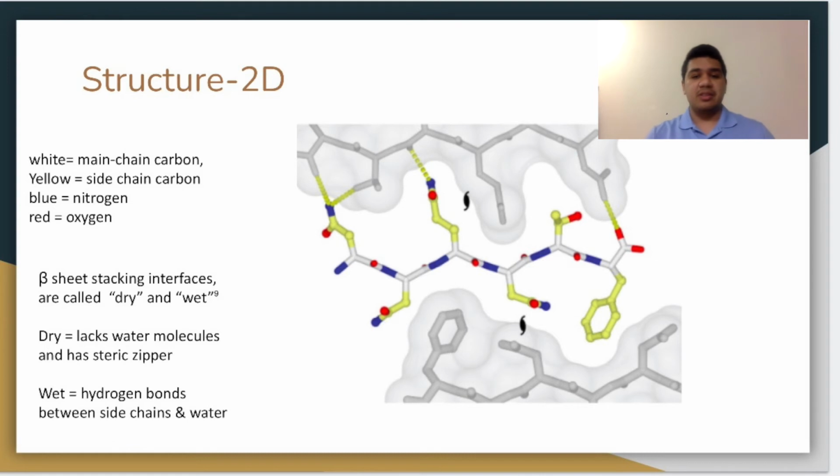The other interface, the wet interface, is composed of hydrogen bonds between side chains, and some are via water molecules. So the exclusion of water molecules between some of the beta sheets maximizes the entropy gain for the formation of amyloid fibers.